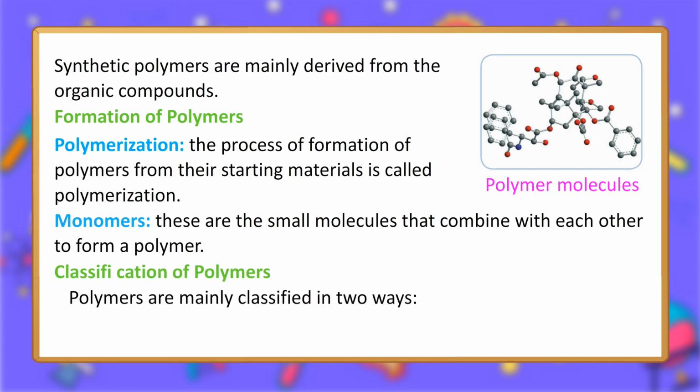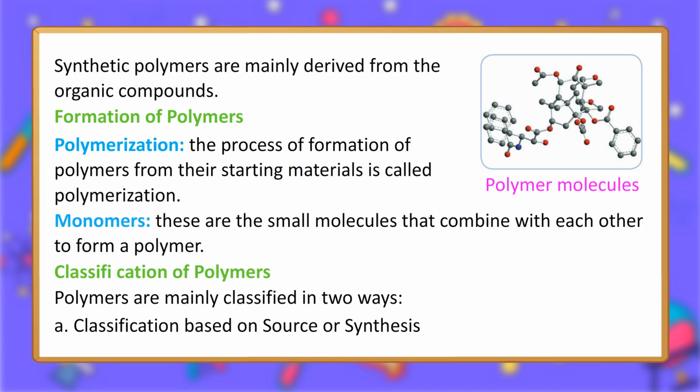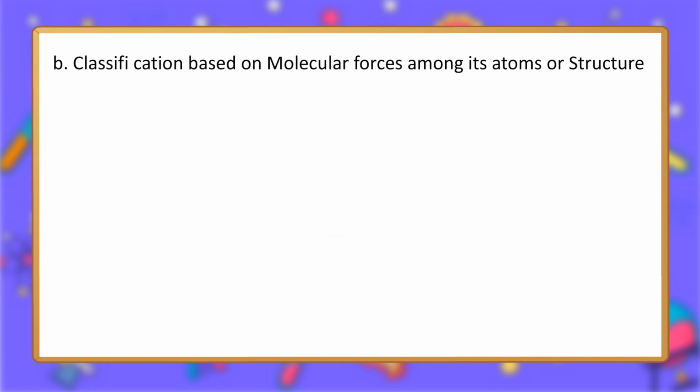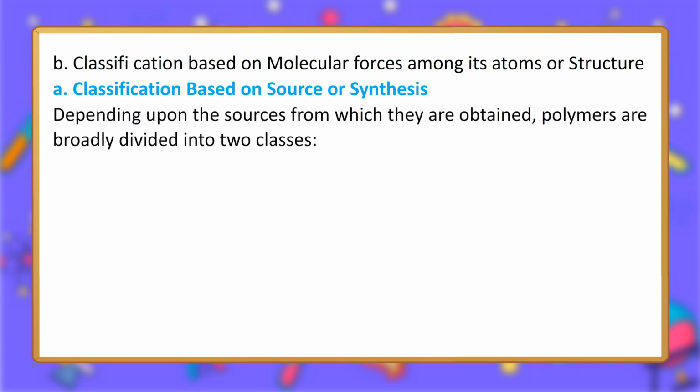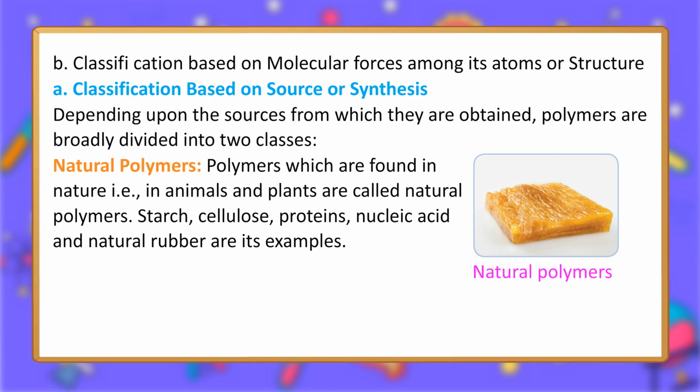Classification of polymers. Polymers are mainly classified in two ways. A. Classification based on source or synthesis. B. Classification based on molecular forces among its atoms or structure. A. Classification based on source or synthesis. Depending upon the sources from which they are obtained, polymers are broadly divided into two classes. Natural polymers. Polymers which are found in nature, i.e., in animals and plants, are called natural polymers. Starch, cellulose, proteins, nucleic acid and natural rubber are examples.